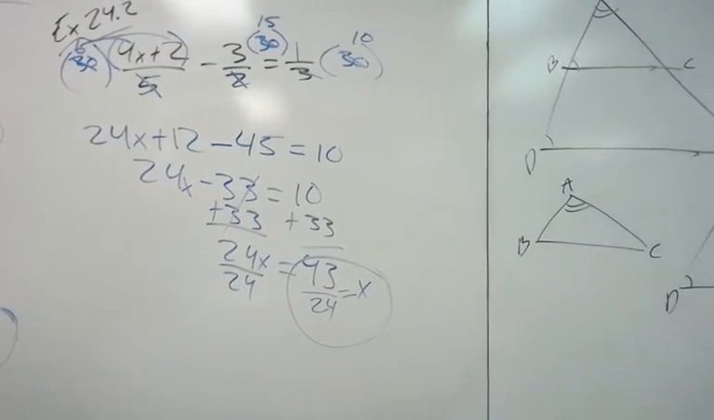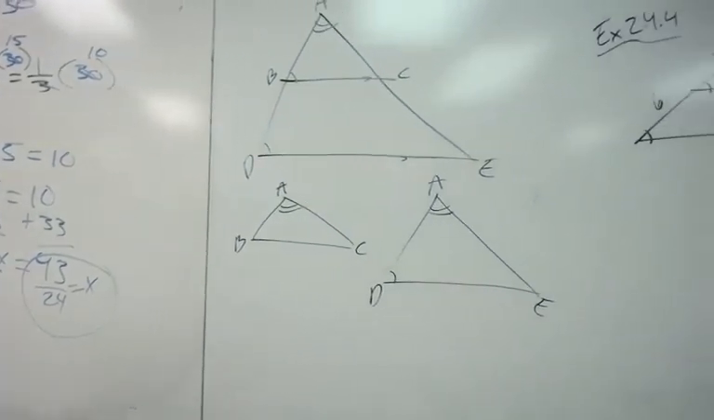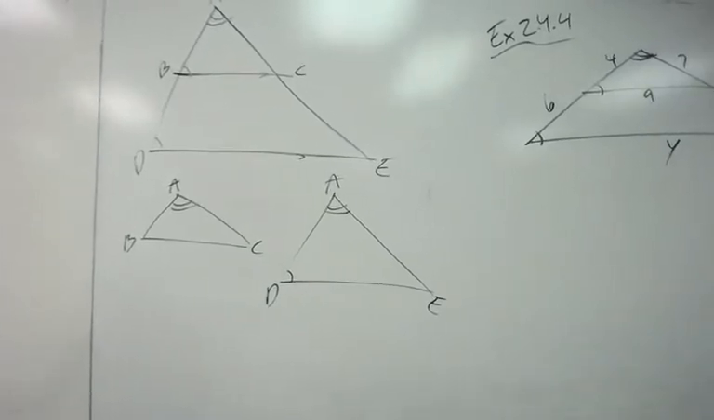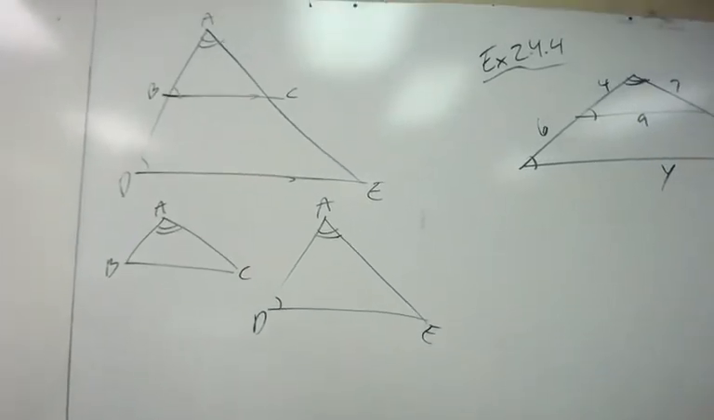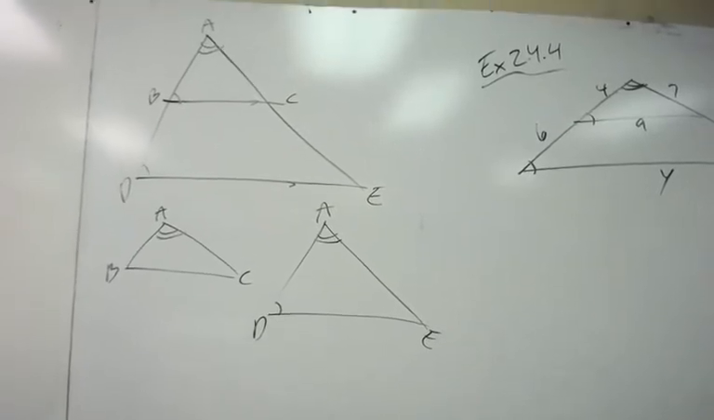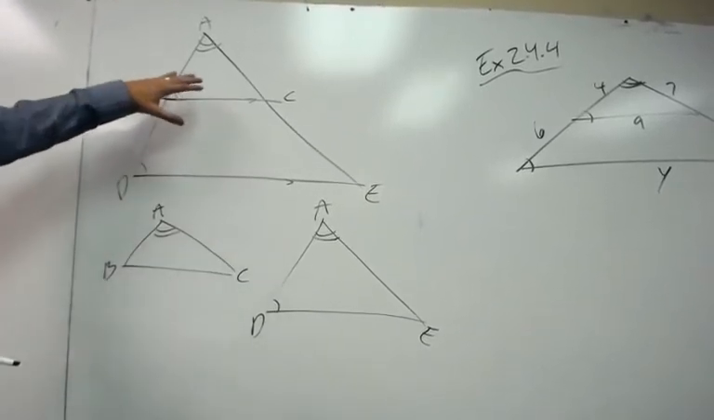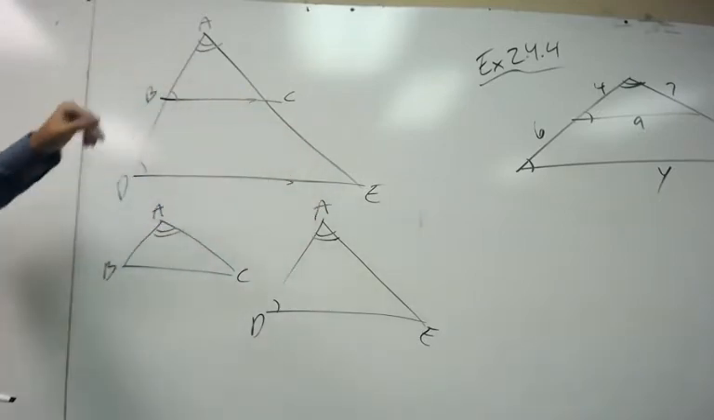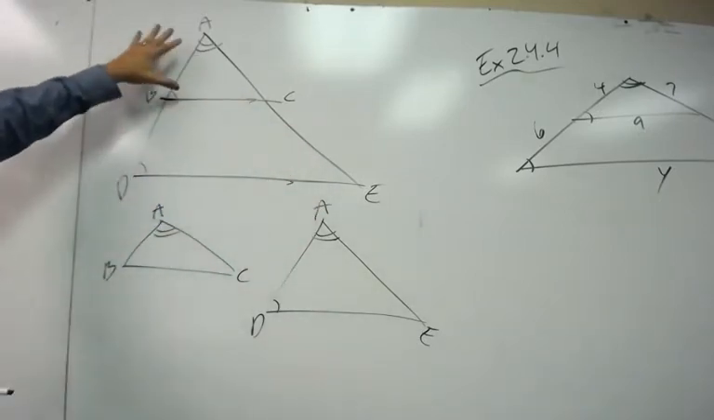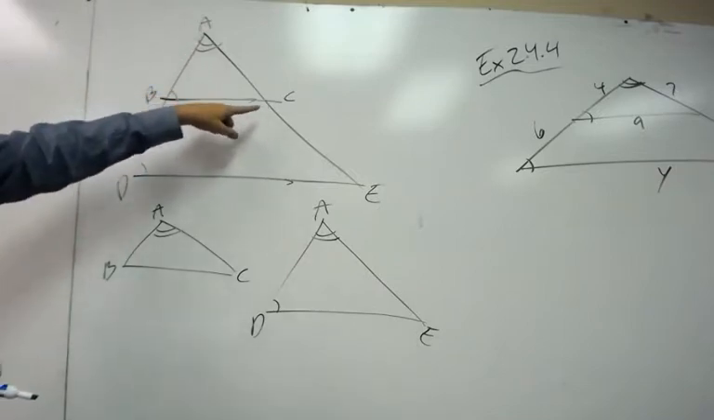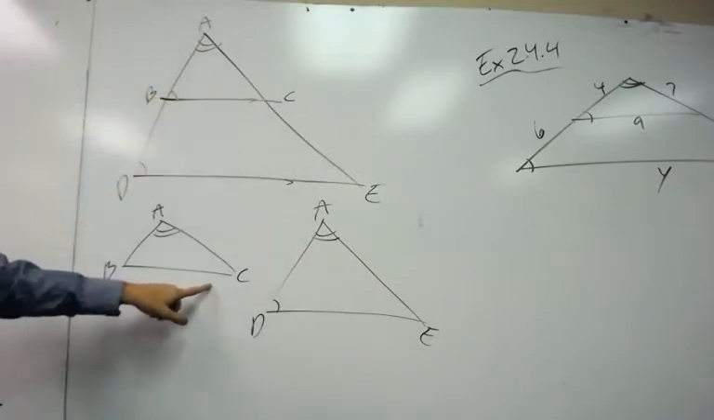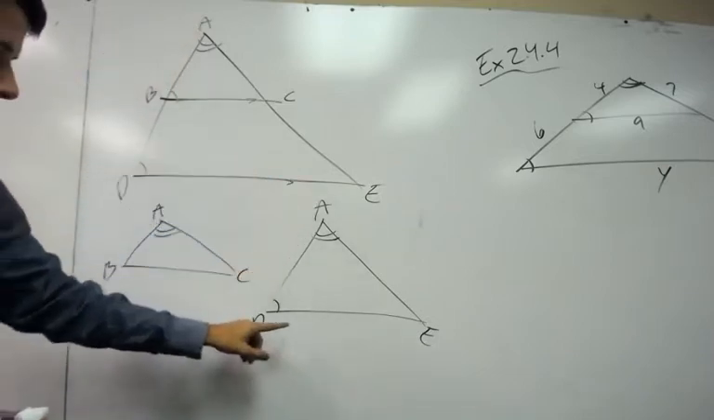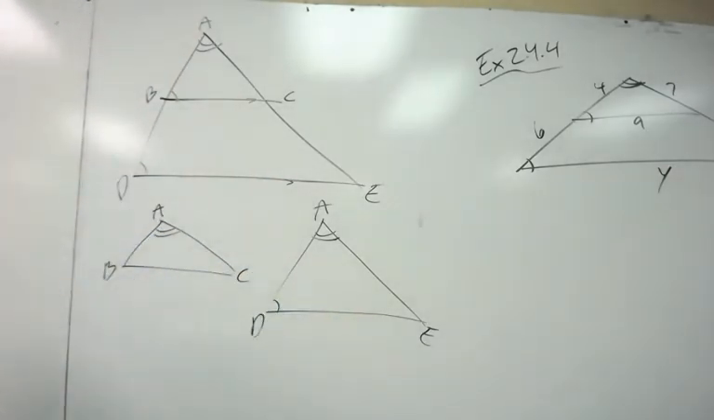Let's look at the next concept in lesson 24. Overlapping triangles. Just to show you how these work, overlapping triangles are actually similar, and I'll show you why. Overlapping triangles means one triangle is within the whole triangle. So if I broke this down, we have triangle ABC, the small triangle, and triangle ADE, the big triangle. Let me show you why they're similar.